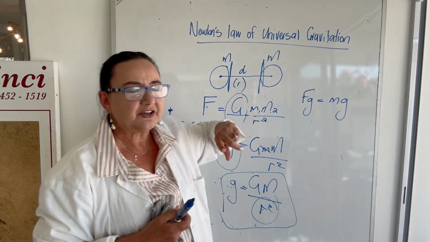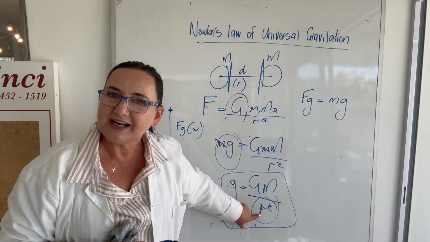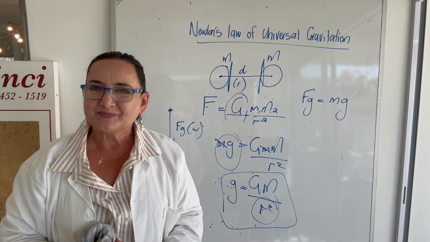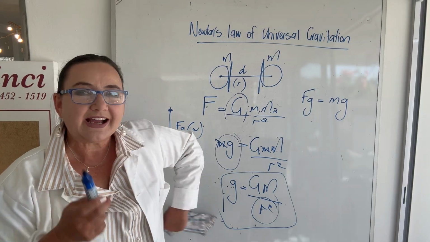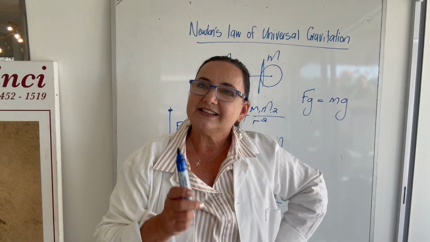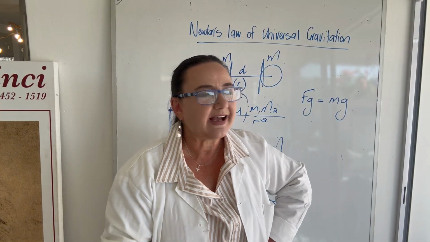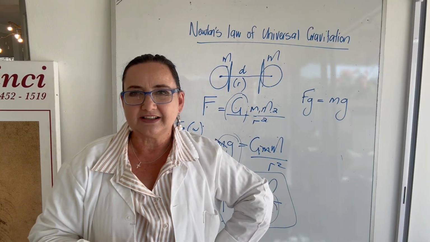Why is g's value going to go down? g's value is going to go down because r is going to go up, and they're inversely proportional to each other. You see where I'm going? So, actually, g is not a constant. So why do we say that? Why do we give it as a constant in your papers and on your data sheet?